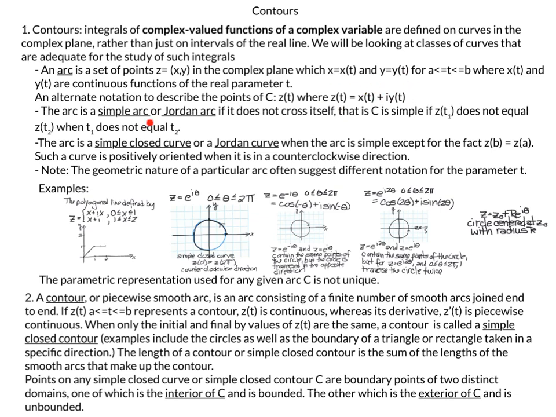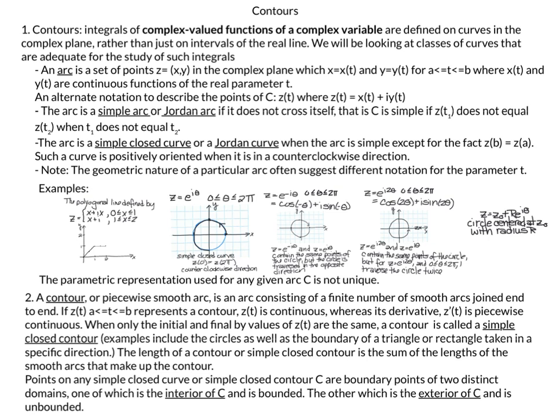The arc is a simple arc or Jordan arc if it does not cross itself. It's a simple closed curve or Jordan curve when the arc is simple except for the endpoints, where the 2 endpoints are the same. Such a curve is positively oriented when it is in the counterclockwise direction. That is the direction of increasing theta when we're talking about angles.